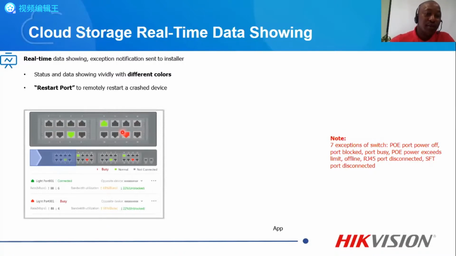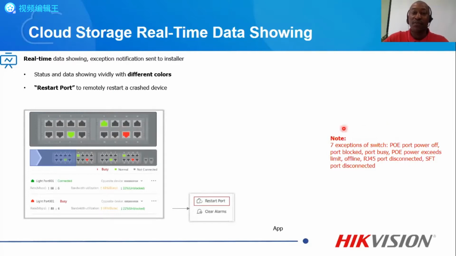You're able to restart that port. For instance, if the port is blocked or it's busy, you are able to restart that port. So remotely, you can restart just this one specific port if you need to, and get that up and running. Also, you can see here we support 7 types of exceptions for the switch.